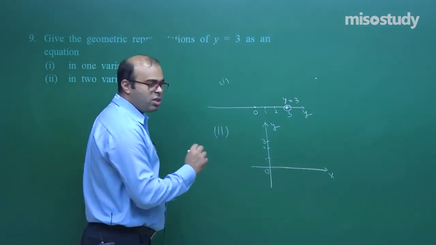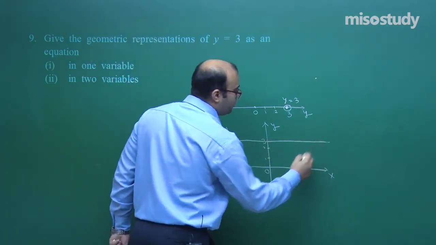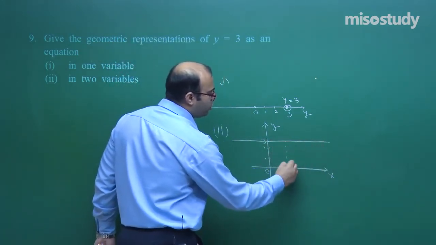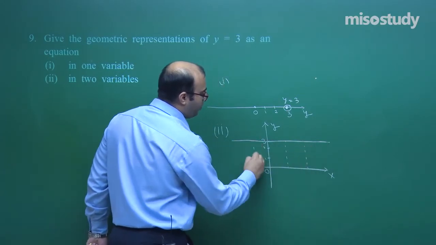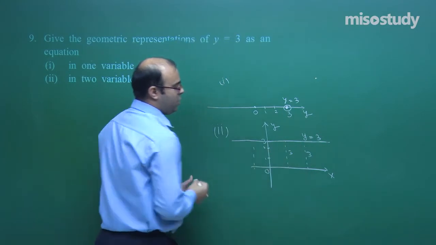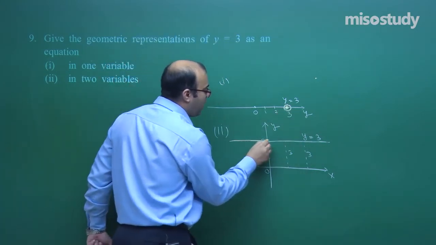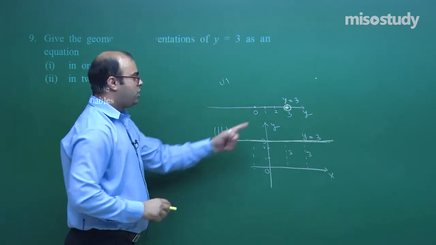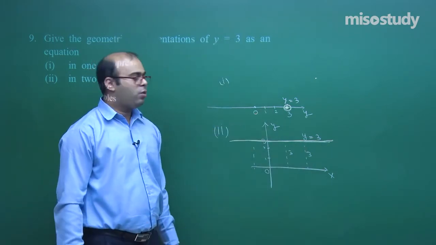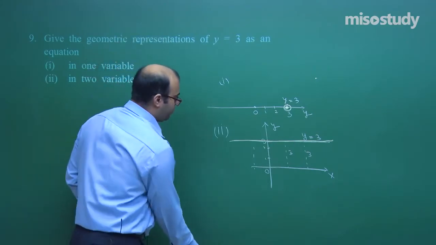So y is equal to 3 is a line which is parallel to x-axis. And on this line, all the points will be at the same distance from x-axis, that is 3. So we call it y is equal to 3. So in the first case, we have a point, and in the second case, we have a line. This is a 1 variable representation of y equal to 3. This is a 2 variable representation of y is equal to 3, students.